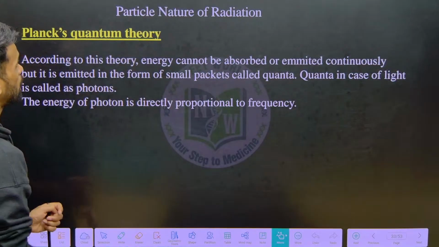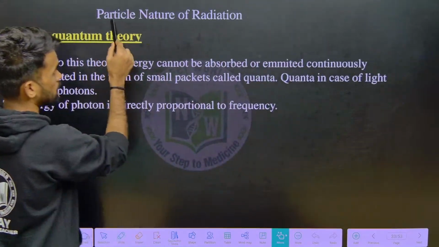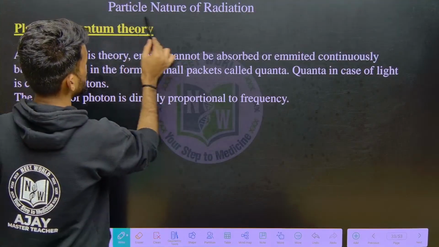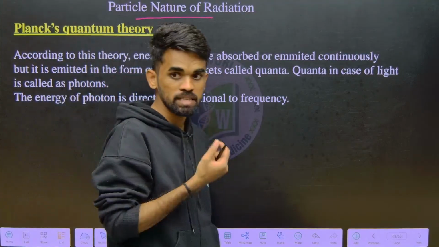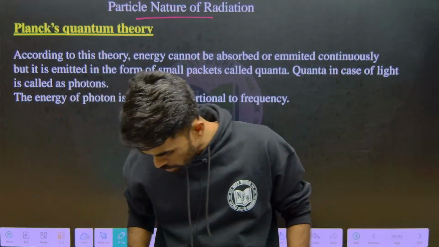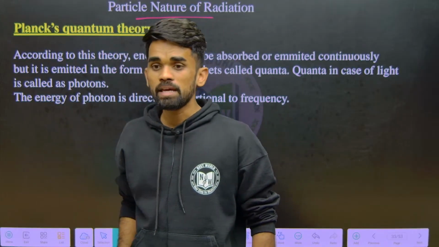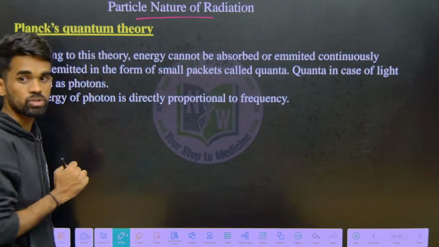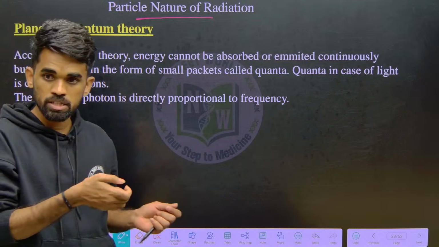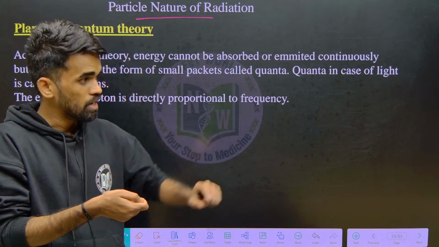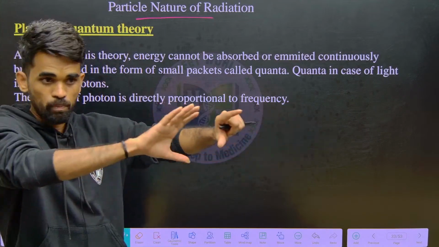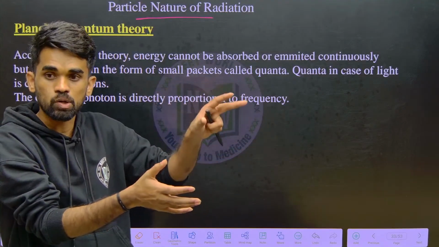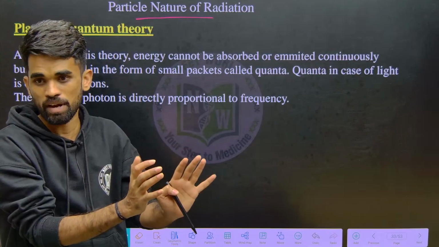Next, particle nature of this electromagnetic radiation. We know light has dual nature now. So how is the wave nature explained? By terms called diffraction. You know what is diffraction? If you torch a light and there is any obstacle, the light will bend around that obstacle. So I can say the bending of light around an obstacle is called diffraction.